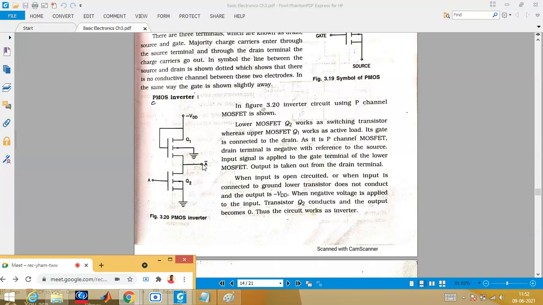Here the thing is, whenever I am talking about the PMOS inverter, I am saying 0 is grounded, and the minus value is to be considered as 1, because I have considered minus VDD here. So now when I am connecting this A point to 0, this is a switching circuit.